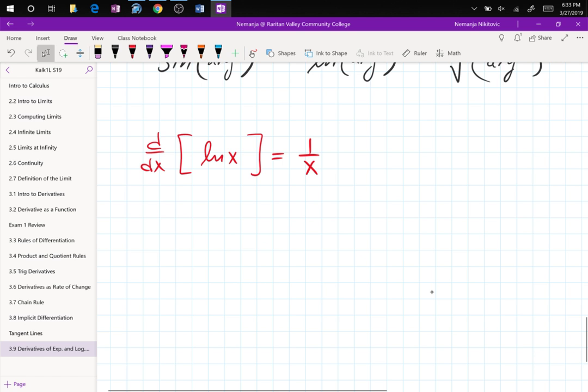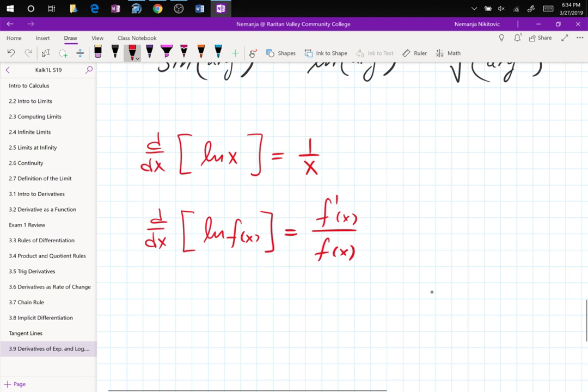That's it. It's cool. But this is very basic, right? Because you're limited just to ln x. How about ln sine x? The case that we actually want to know is ln of f of x. And that is your chain rule, right? F prime of x over f of x. Probably this is my favorite formula of Calc 1.